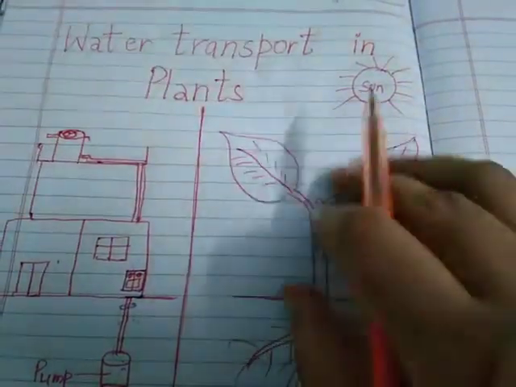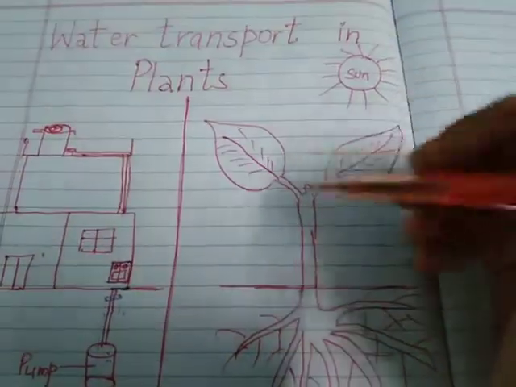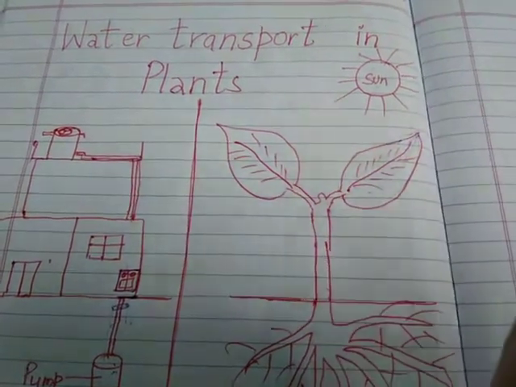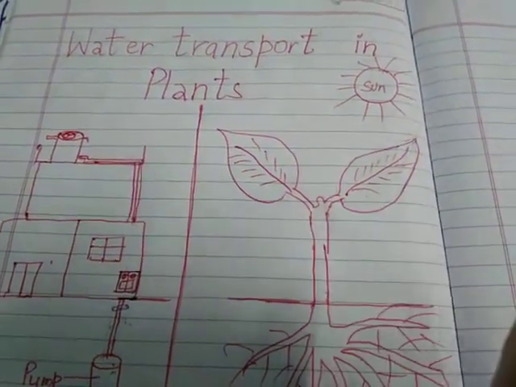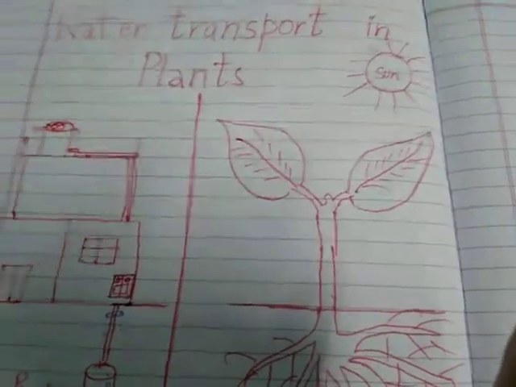Okay, now this leaf loses water, and when there is loss of water from the leaf, the plant requires more water. Okay, let's understand it with an example.